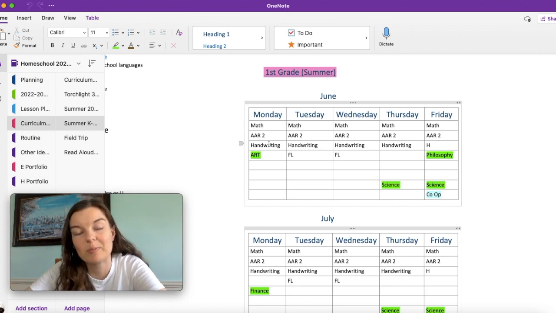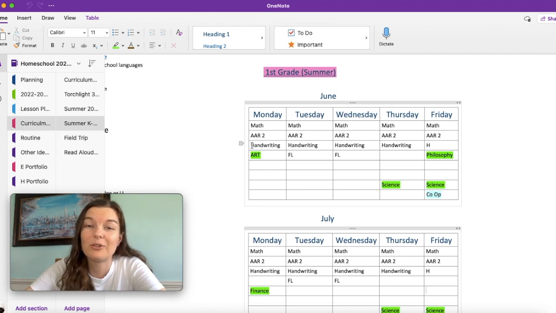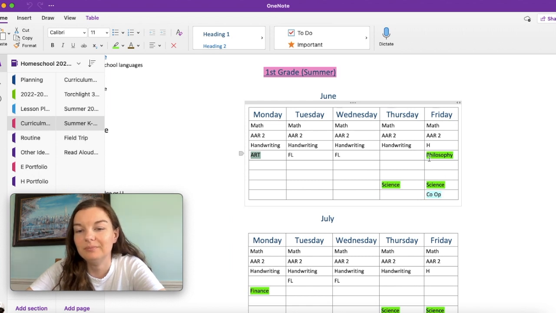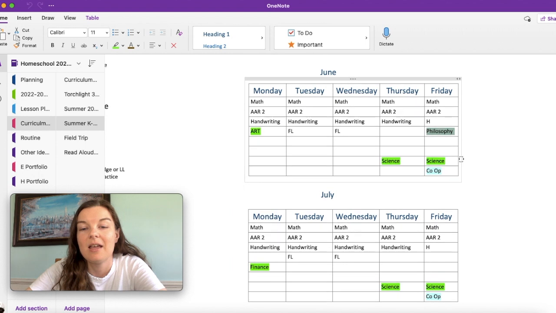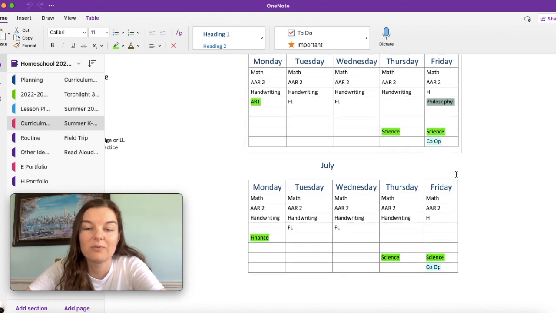She'll continue doing All About Reading again. Doesn't take long. It's pretty quick. I will continue having her do handwriting practice because I think that's really important so she doesn't lose those skills. And you'll see here she will join us for art on Mondays. Philosophy, she'll join us for that on Fridays. And if we do science, we do science. But co-op will obviously still be there on Fridays.